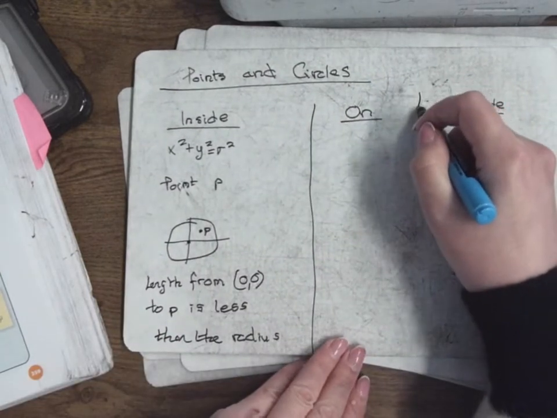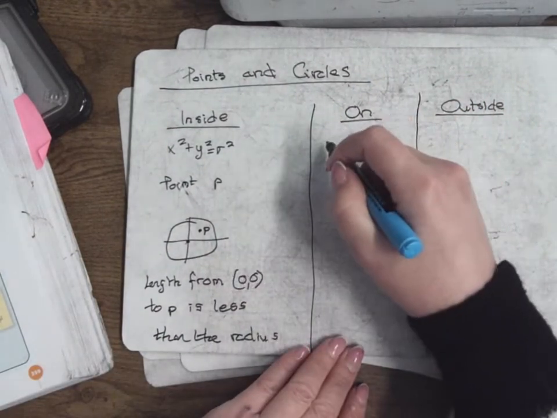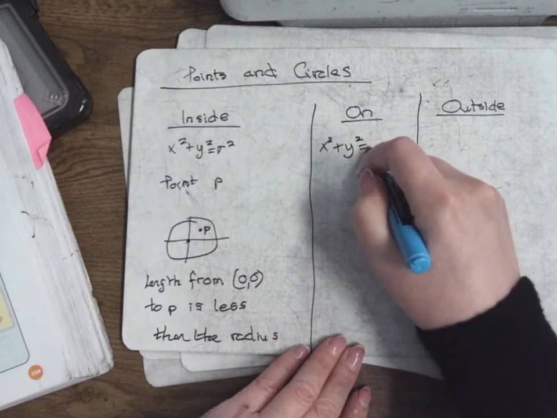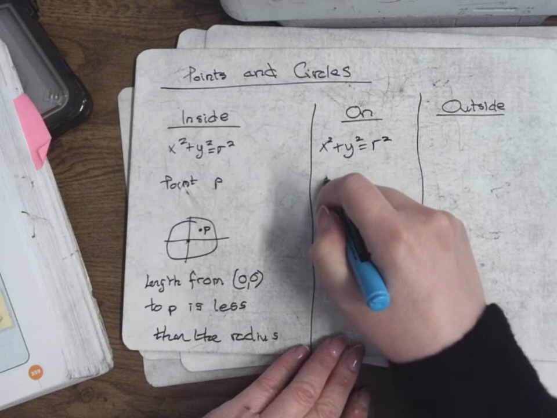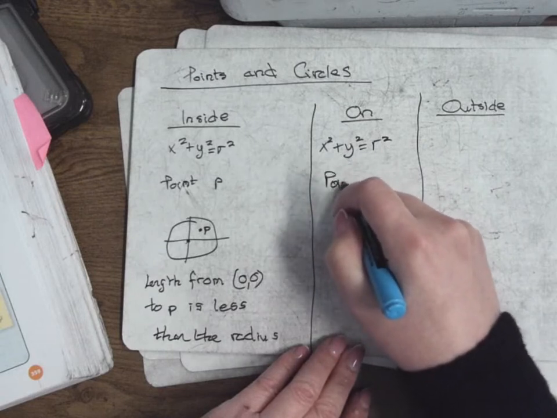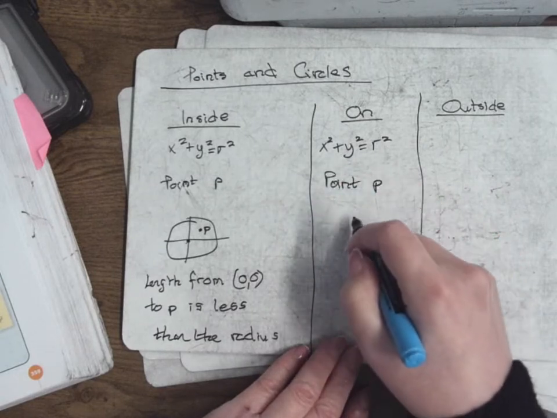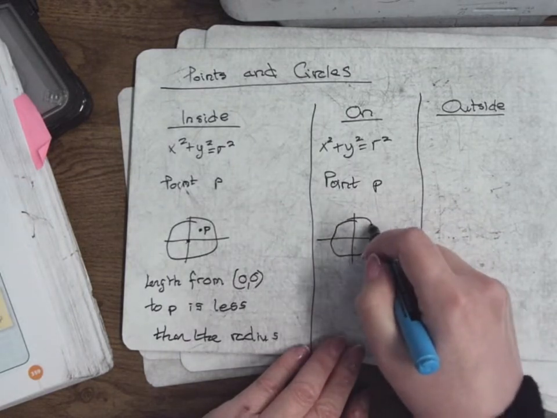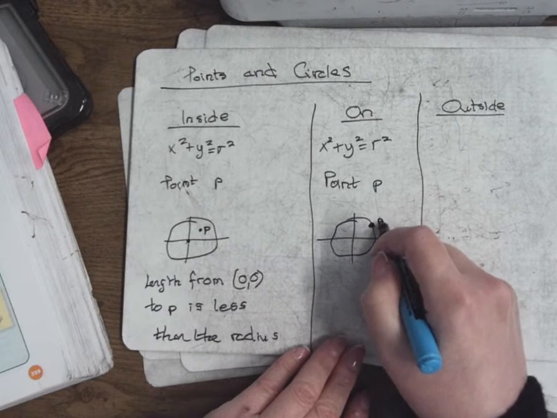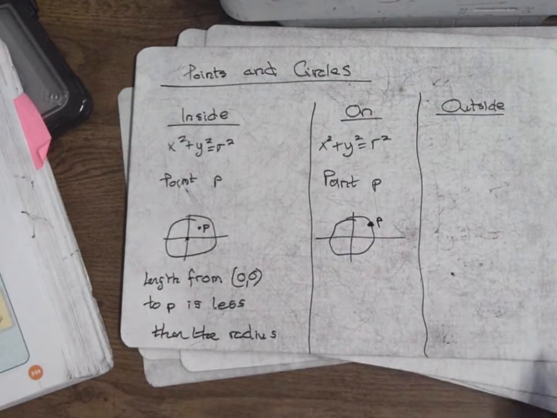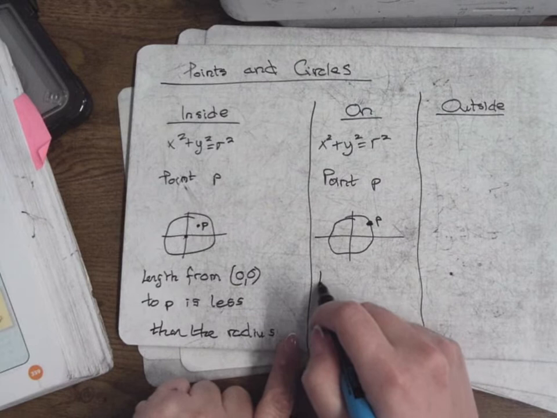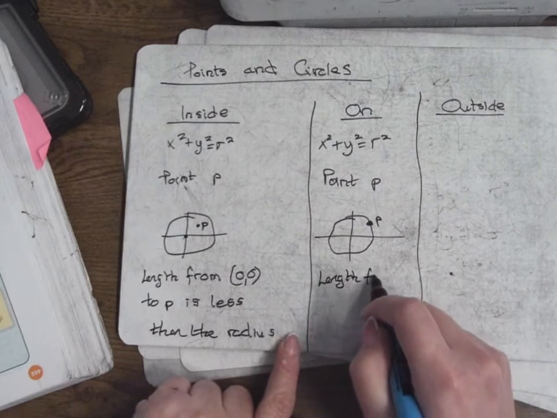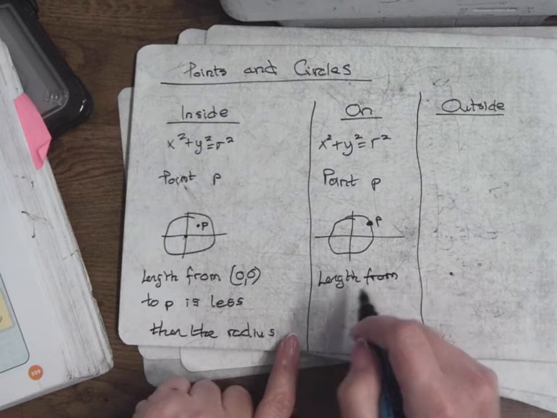You want to figure out, is it on the circle? Again, you're given the equation of the circle, and you're given a point P again. So this time you want to prove that P is on the circle. So P is on the circle somewhere, and you basically get the length of the line from 0, 0 to P.